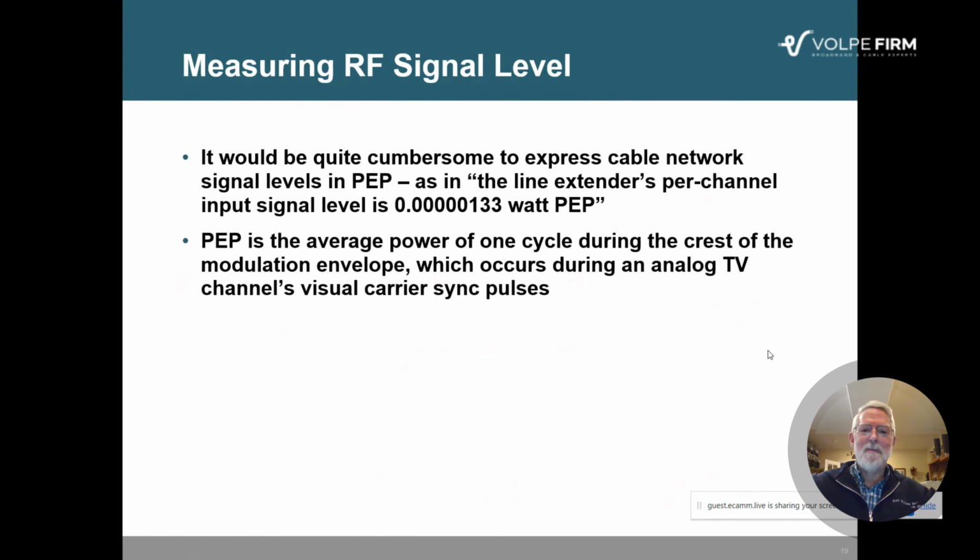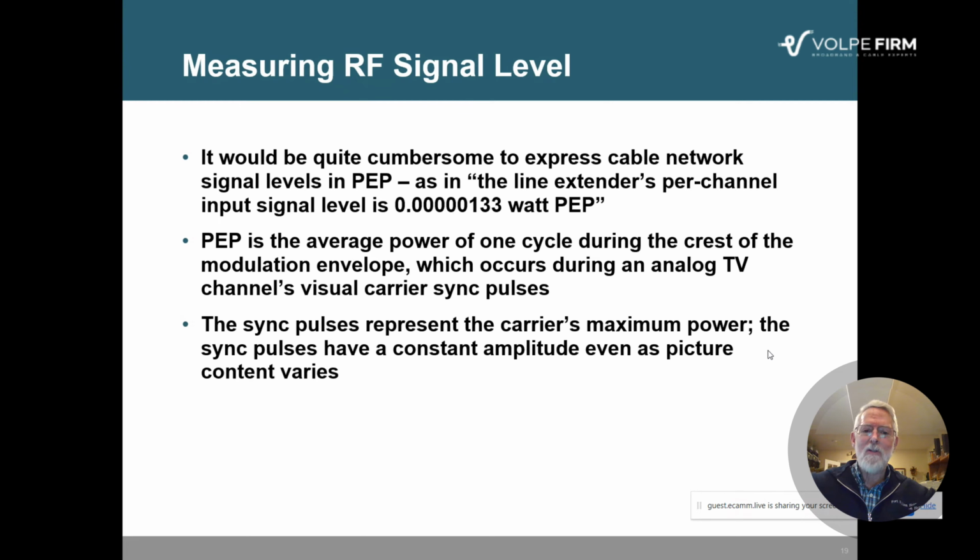All right. So we know from that previous definition that PEP is the average power of one cycle during the crest of the modulation envelope. In an analog TV channel's visual carrier, the crest of the modulation envelope occurs during sync pulses. See where this is going? And what's a sync pulse again, Ron?